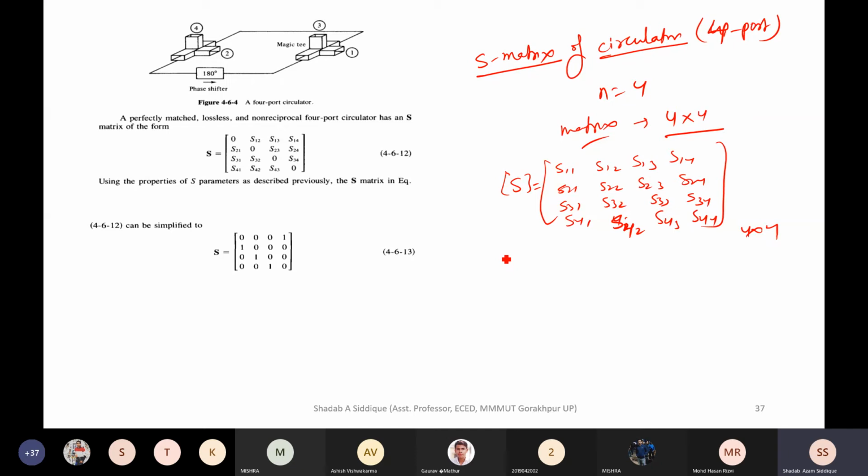Now you can see all the ports are perfectly matched. If all the ports are perfectly matched, then what will happen? S11 will be equal to S22, which is equal to S33, which is equal to S44, which is equal to 0. All the diagonal elements will become 0.